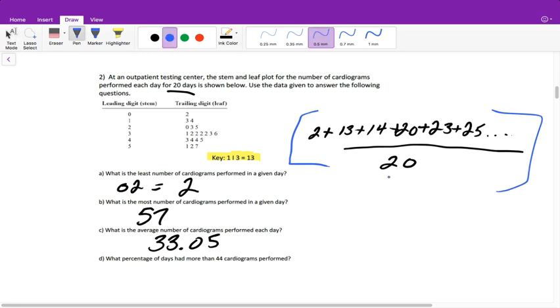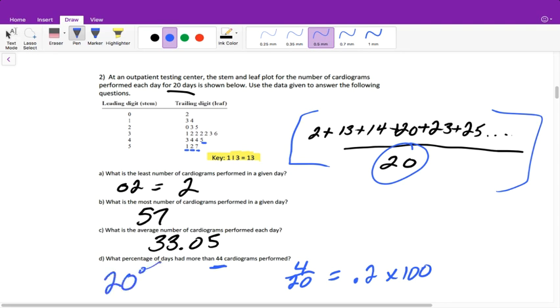All right, the next thing is, what percentage of days had more than 44 cardiograms? Well, we know we have 20 total, so we need to figure out how many had more than 44 cardiograms and divide by 20. So we have 1, 2, 3, 4. So 4 of the 20 were more than 44 cardiograms, so that's 0.2. If we want it as a percentage, you have to times it by 100. So that is 20%. So 20% of the days had more than 44 cardiograms performed.